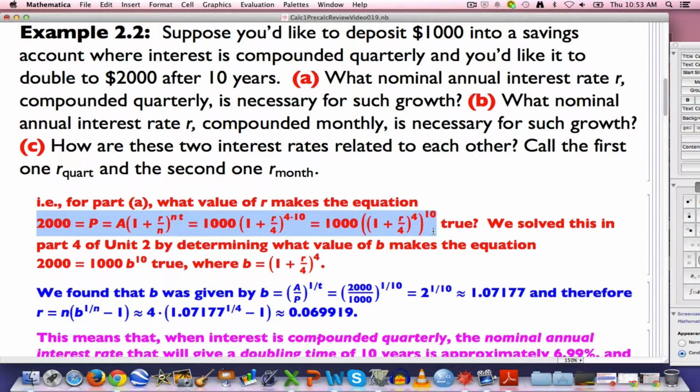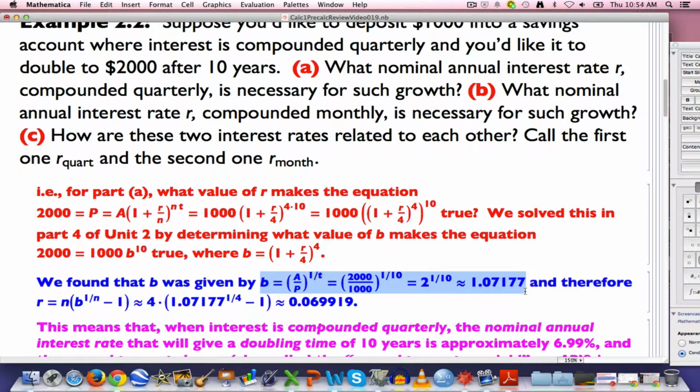In terms of that alternative representation of the exponential or power function, the compound interest formula as a power function, that's equivalent to asking what value of B will make this equation true. B was equal to 1 plus R over n to the n power. In fact, n was 4, so B was equal to 1 plus R over 4 to the 4th power. We solved this equation first by finding the inverse function of 1000b to the 10th, and ultimately, in general, we found the inverse function looked like that, which when we plugged the numbers in gave us that B was about 1.07177. That then helped us find R at the very end of the last video to be about 6.99%.